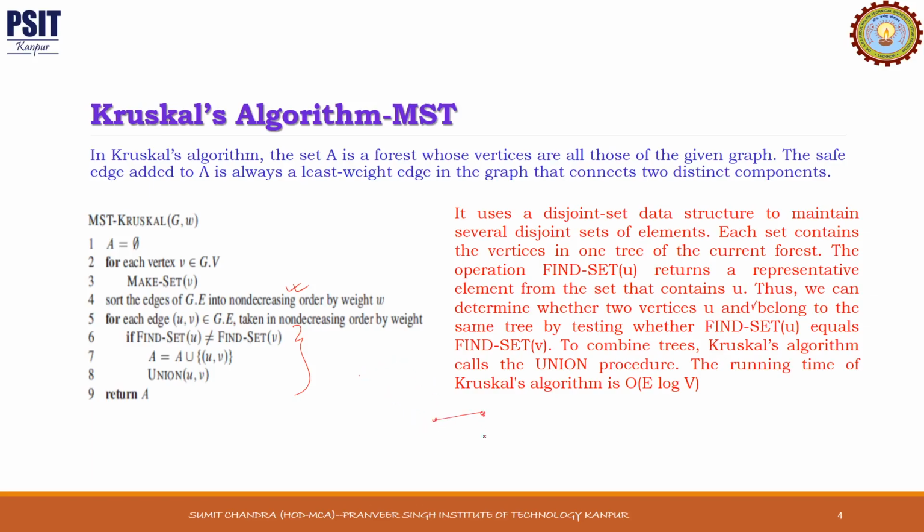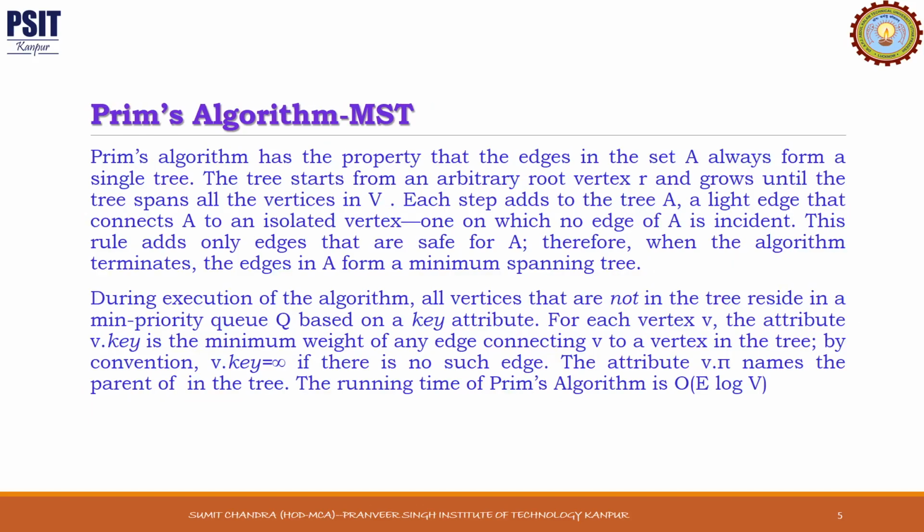So what is the meaning of this? If we are taking this edge AB, and this edge CD, these are treated as separate trees, and this union basically combines all these trees to find a minimum cost spanning tree using Kruskal's algorithm. The running time of Kruskal's algorithm is order of E log V, where E is the number of edges and V is the number of vertices. Now coming to Prim's algorithm.